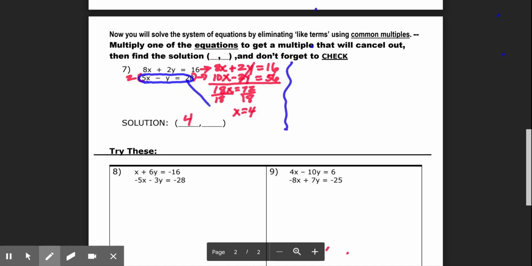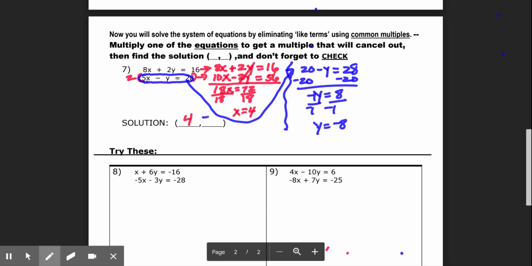I'm going to take this equation over here. So it's going to be 5 times x. So 5 times 4 is 20 minus y equals 28. Then I'm going to subtract 20. So I have negative y equals 8. Now this is a negative 1y. So I divide both sides by negative 1. And y equals negative 8. So I have the ordered pair of 4 and negative 8.